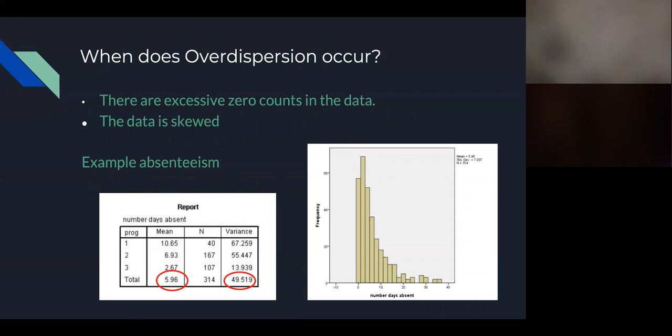First, when there are excessive zero counts in the data or the data is skewed. Take, for example, the measure of the number of days absent at a company for a specified time period. Many people will never be absent, zero count, and the results are often skewed to a fewer number of days. On the other hand, there are few employees who will be absent 20 days or perhaps more due to extended illness. As we can see, this results in the mean being different than the variance.